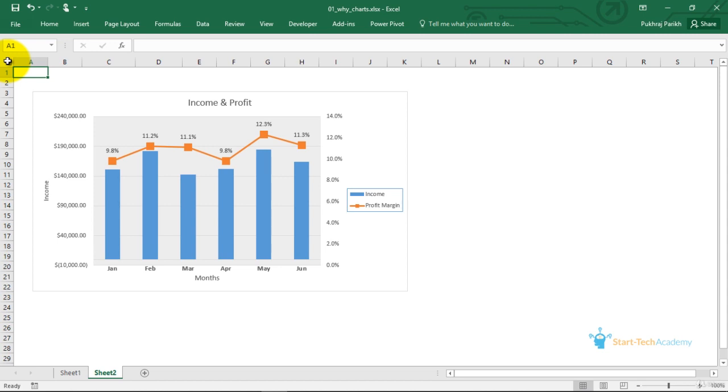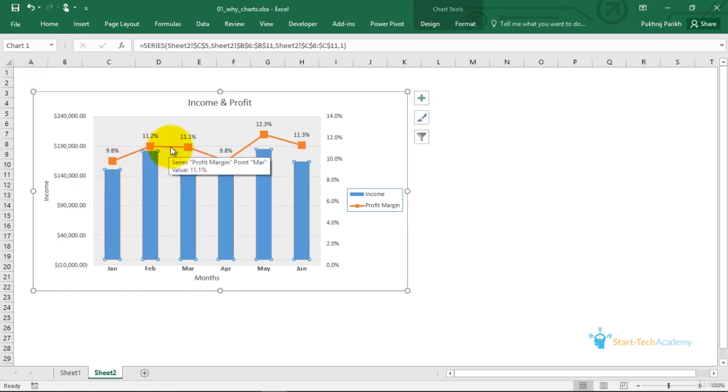Now before we start to learn about different chart types, let us first look at different elements that constitute a chart. Here we have a chart displaying graph of profit margin and income. Income is plotted as vertical columns and the profit margin is plotted as line with square markers. This income and profit margin data is called data series, and the individual value of these data series, such as this single bar or this particular marker, are known as data points. So remember, a data series is a combination of several data points.